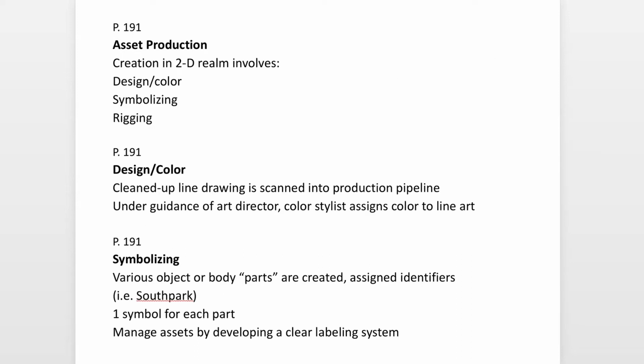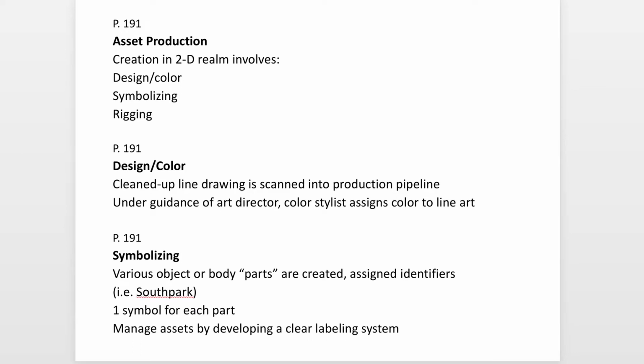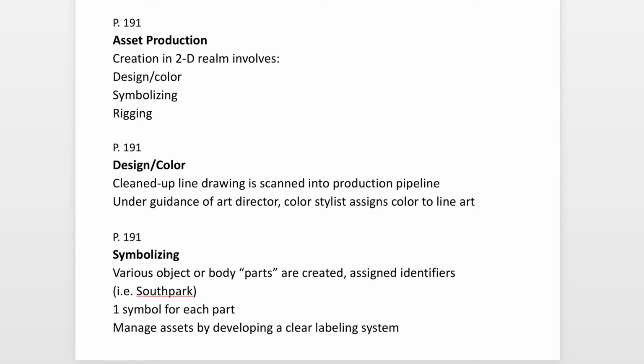Page 191, Asset Production. Creation in the 2D realm involves 1. Design/color, 2. Symbolizing, and 3. Rigging. Page 191, Design/color. This is when a cleaned up line drawing is scanned into the production pipeline. Under guidance of the art director, the color stylist assigns color to the line art. Page 191, Symbolizing. Various objects or body parts are created and assigned identifiers.